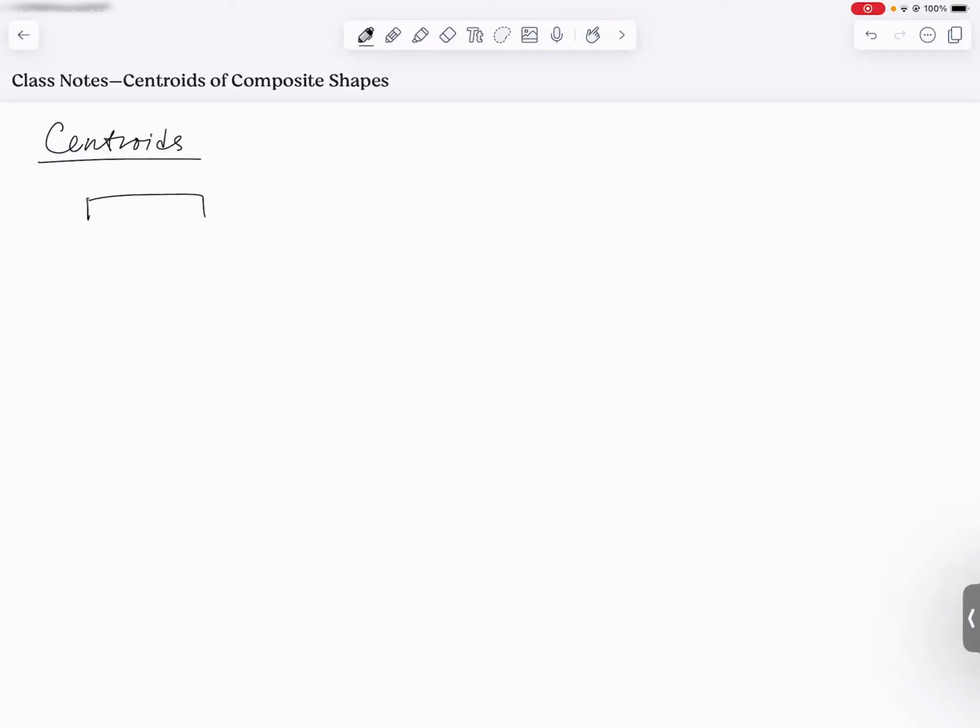We might have an I-beam. Well, with an I-beam, you don't need to integrate anything to find the centroid. You simply need to know the centroids of those three rectangles that it's made up of, and then combine them using a fairly simple formula. So we're going to say today we're doing centroids of composite shapes.